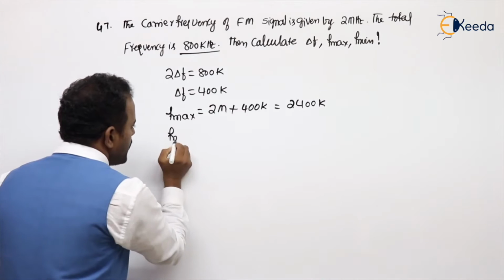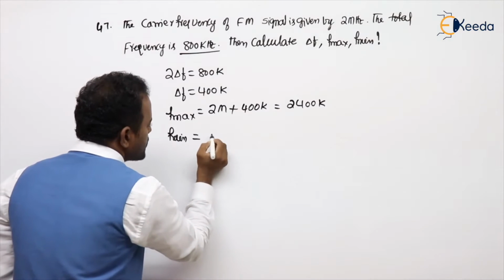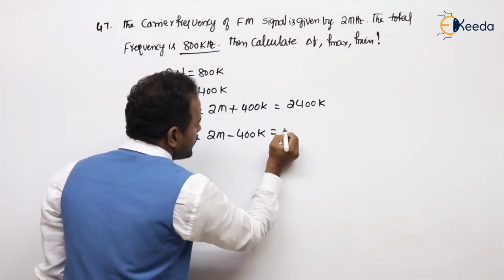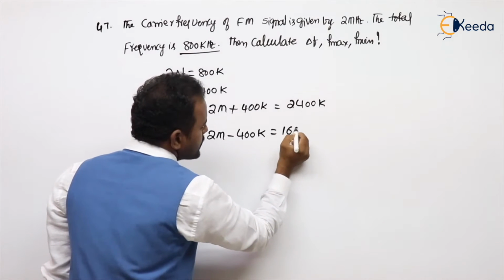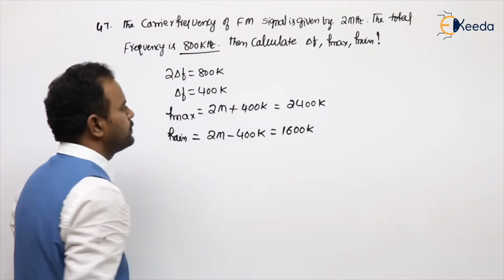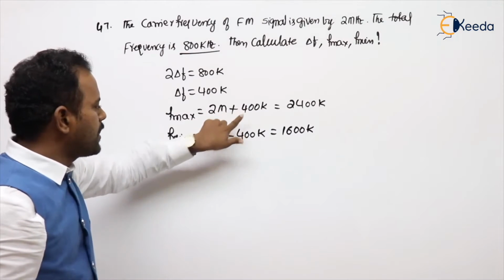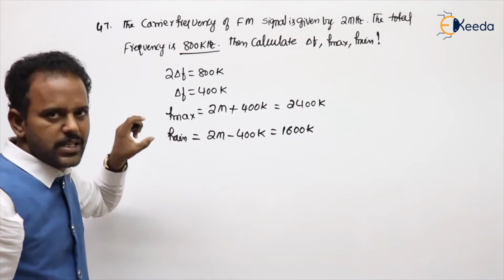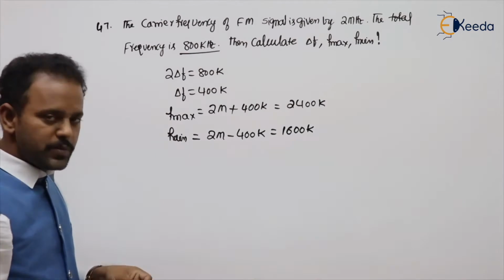Now what is F minimum? Fc minus delta F, 2 MHz minus 400 kHz, that will be 1600 kHz. So F max is Fc plus delta F and F min is Fc minus delta F. These are just the basic problems.